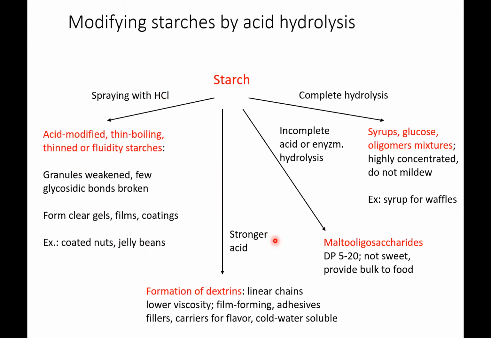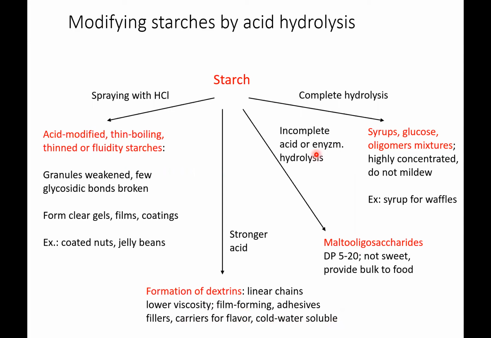We can use a stronger acid treatment, and we get dextrins. Those are linear chains, lower viscosity. They have film forming capabilities. They are very often used as carriers for flavor and sometimes for cold water soluble gels.